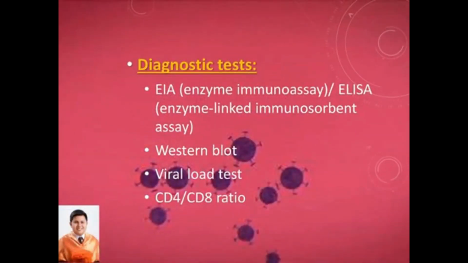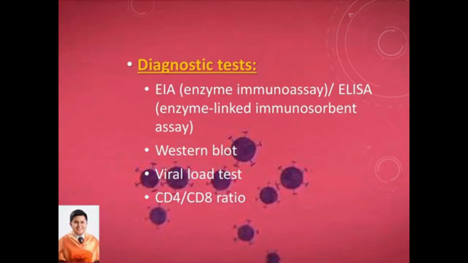Diagnostic tests for HIV/AIDS. First is through an EIA, or an enzyme immunoassay, or through an ELISA, enzyme-linked immunosorbent assay. These exams are used to detect the HIV antibody. It checks for certain proteins that the body makes in response to HIV. The blood sample will then be added to a cassette that contains the viral protein called an antigen.